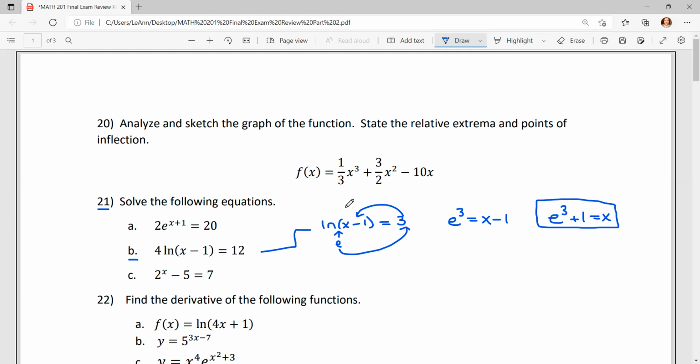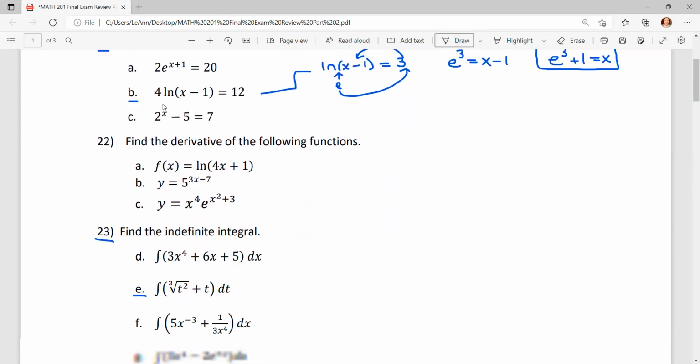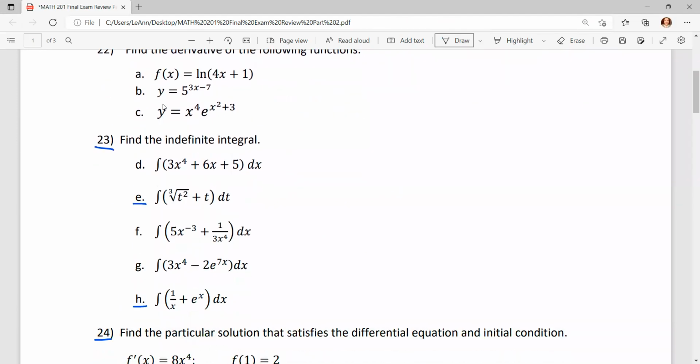Okay, so let's move down to another question. We also want to look at number 23. There were 2 requests for this one, E and H. We're finding the indefinite integral.